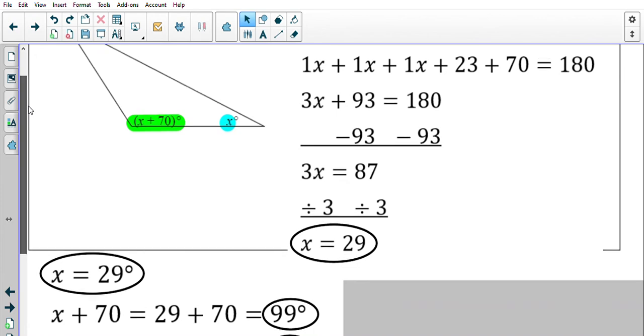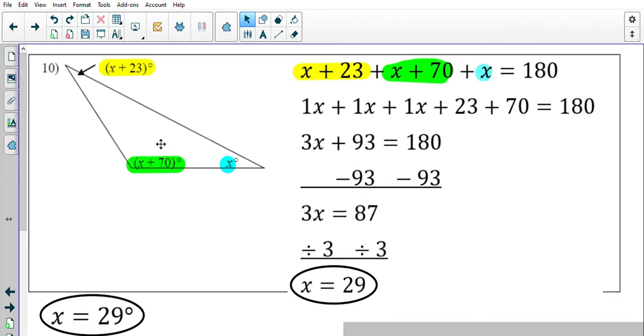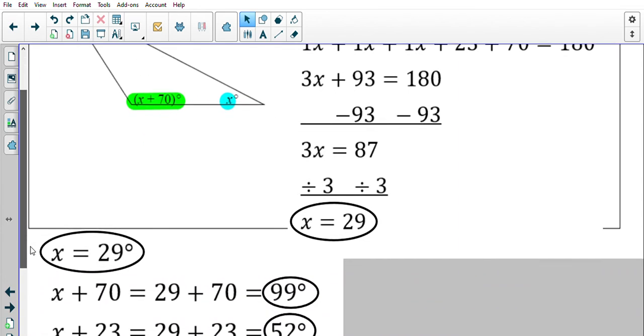So again, some people like to write it in the picture, 99 degrees, 29 degrees, and what was our last one? 52 degrees up here. This one's definitely not drawn to scale, so don't mind this. My pictures are certainly not perfect, but we'll go with them.